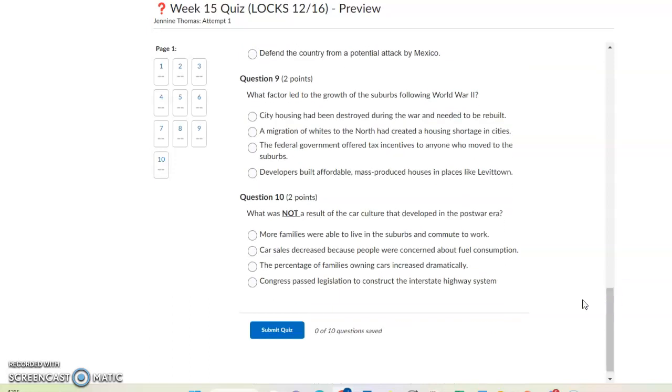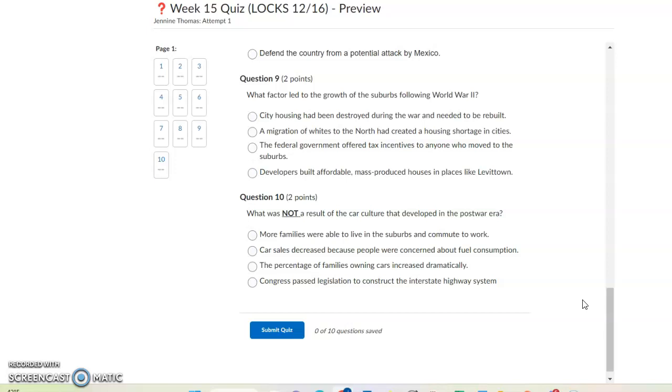9. What factor led to the growth of the suburbs following World War II? A. City housing had been destroyed during the war and needed to be rebuilt. B. A migration of whites to the north had created a housing shortage in the cities. C. The federal government offered tax incentives to anyone who moved to the suburbs. Or D. Developers built affordable, mass-produced houses in places like Levittown.